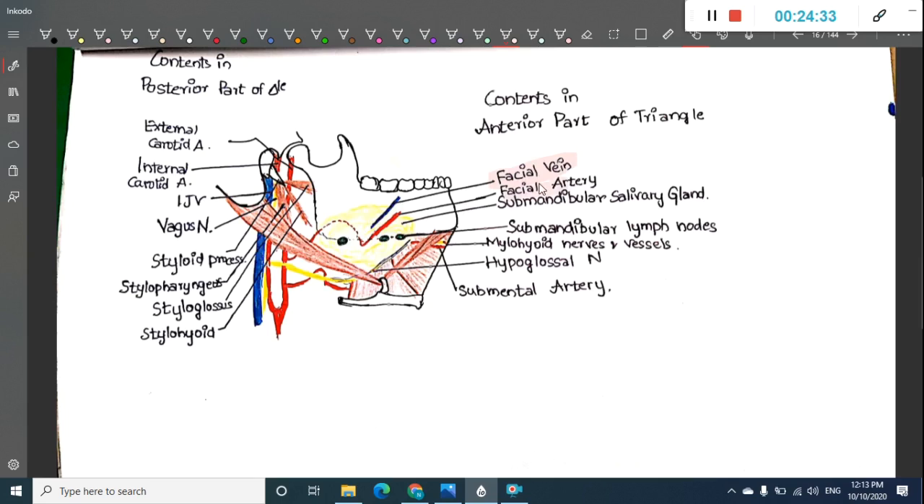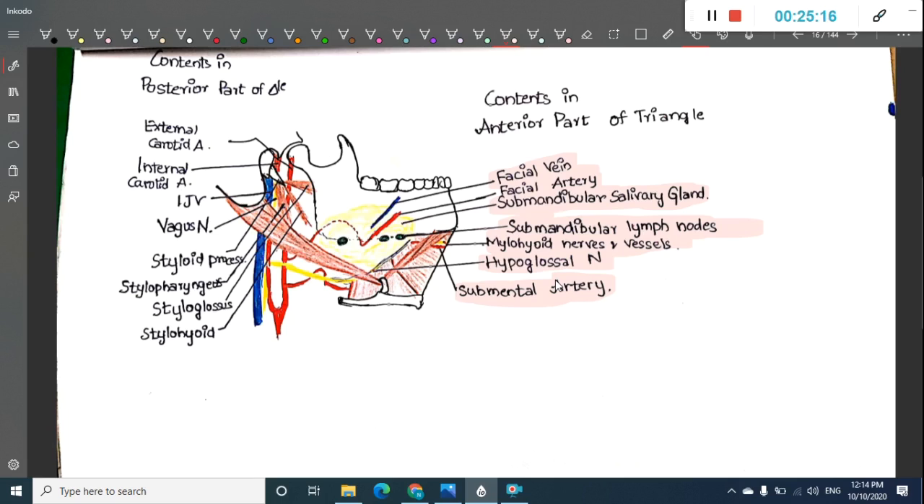The anterior part of the digastric triangle has the facial vein, facial artery, and submandibular salivary gland. Submandibular lymph nodes are present, and we have mylohyoid nerves and vessels. The nerve you are seeing here is the hypoglossal nerve, and it has the submental artery. So the contents of the anterior part are the facial vein, facial artery, submandibular salivary gland, submandibular lymph nodes, mylohyoid nerves and vessels, hypoglossal nerve and submental artery.